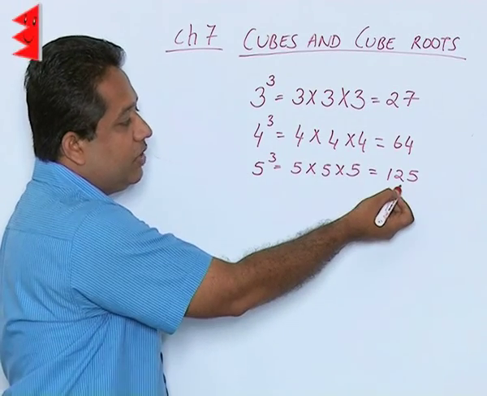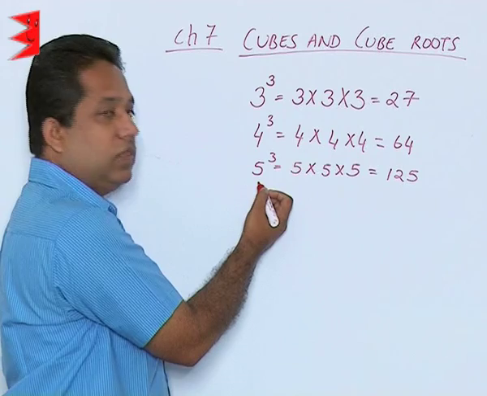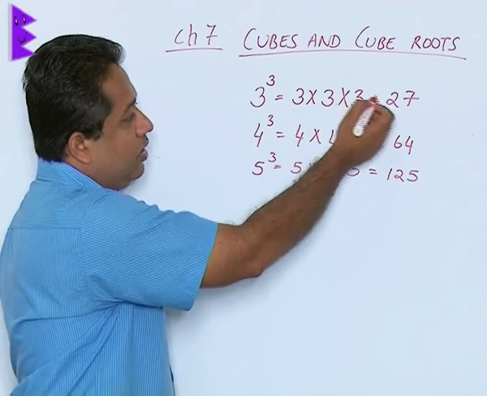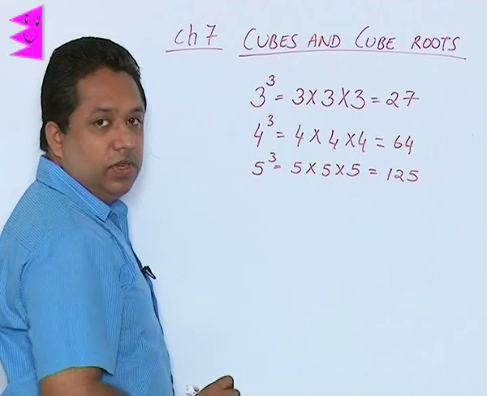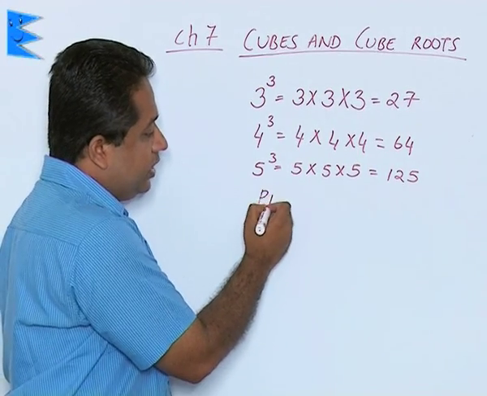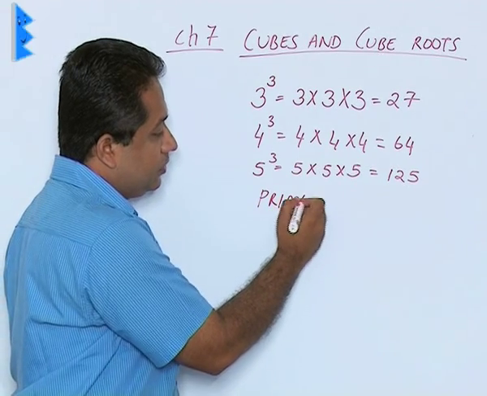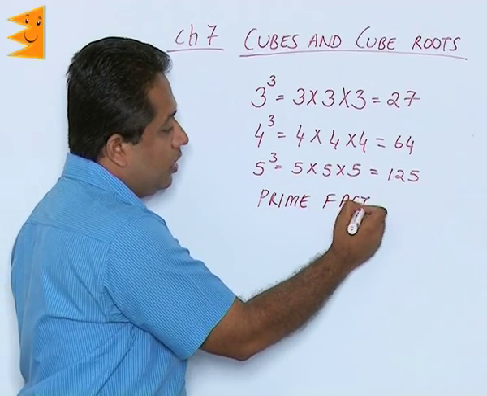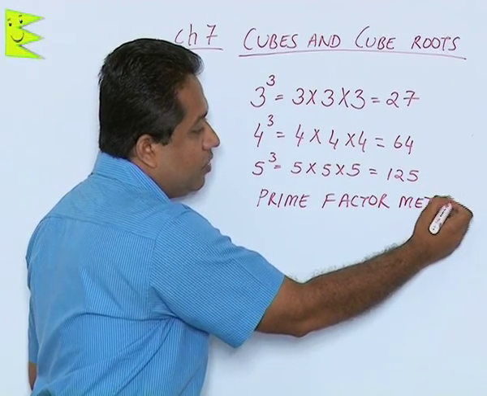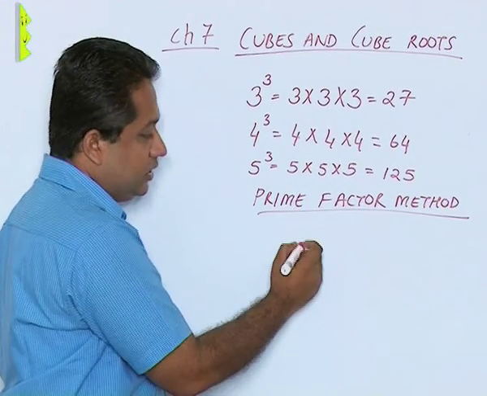Now, if we are asked to find out the cube root of 125, that will be 5, the cube root of 64 will be 4 and the cube root of 27 will be 3. To find out the cube root, the easiest way is the prime factor method. Now, when we are going to use the prime factor method, we can find out the factors.